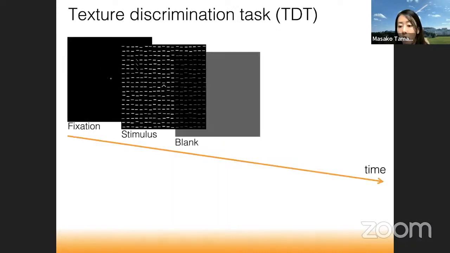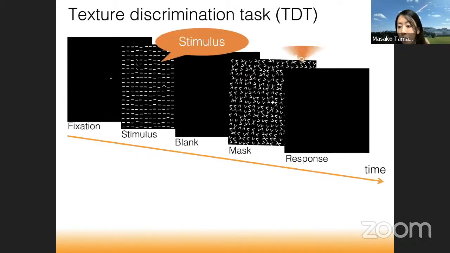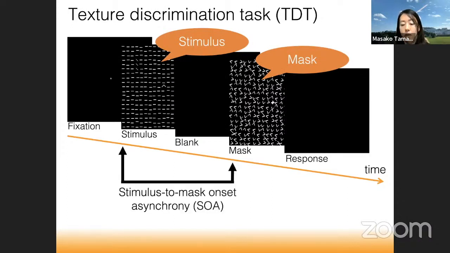And this shows one trial of TDT. In addition to the stimulus display, there is a mask display to vary the task difficulty. These two displays were presented at an interval known as the stimulus-to-mask onset asynchrony, or SOA. When the SOA is shorter, the task becomes more difficult.